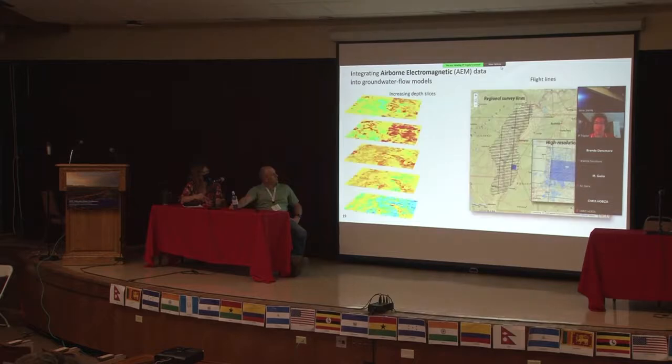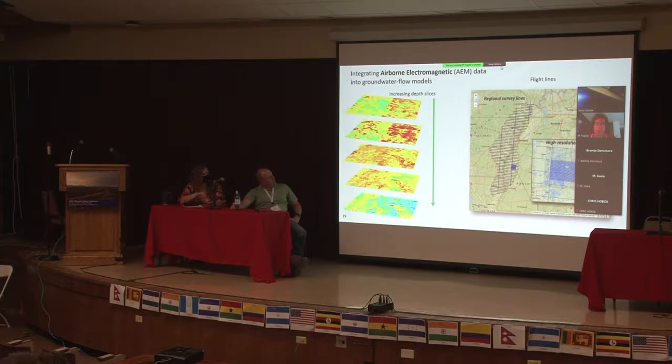So, integrating that AEM data into models. In this Mississippi Alluvial Plain project, what we're doing is taking those surveys, and by the way, this was the largest, most amount of miles flown of AEM data in the continental United States in the history of the USGS. So it's a really big AEM survey. There's all the flight lines. There's even a high resolution survey that's in the inset there in Mississippi.